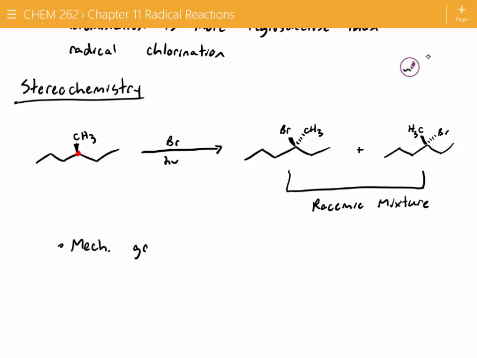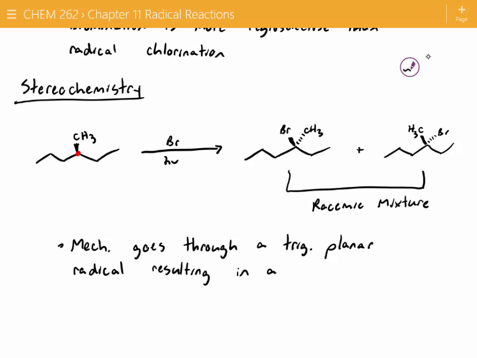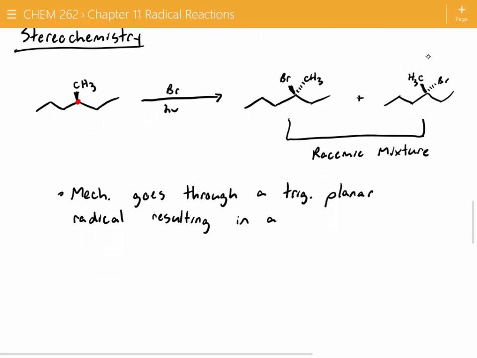So the mechanism goes through a trigonal planar radical resulting in a loss of stereochemistry or a scrambling of stereochemistry. You make a mixture of products.